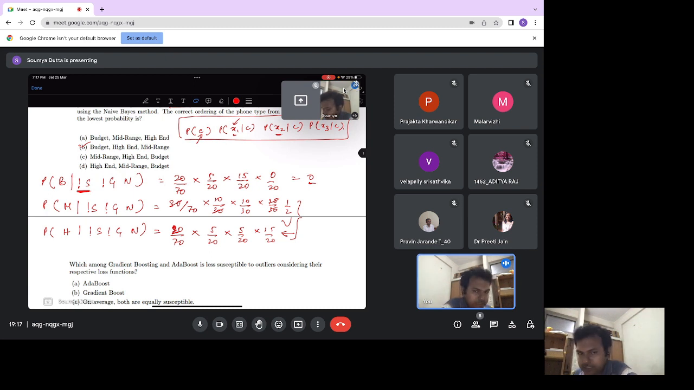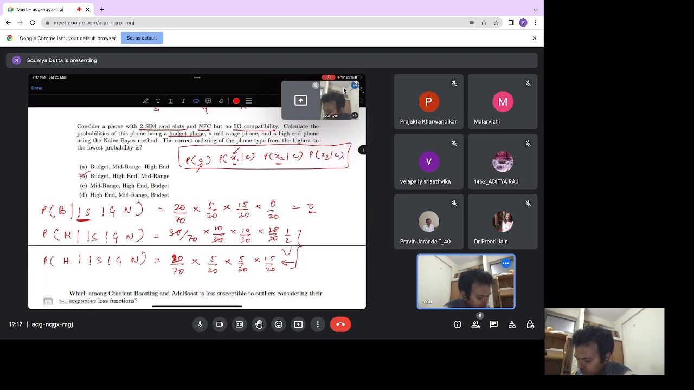These are the 3 probabilities. This is the correct ordering of the phone types from the highest to the lowest: the highest probability is mid range, then high end, and finally budget, right?